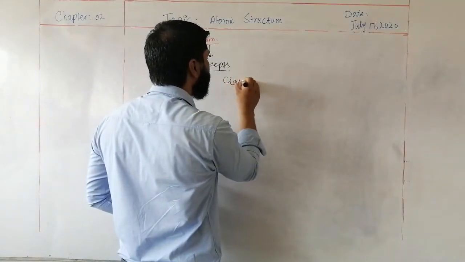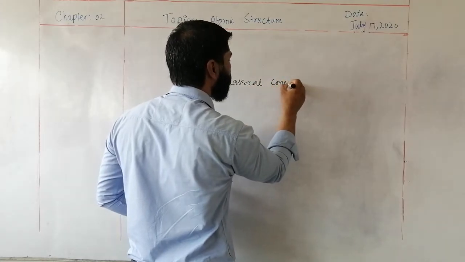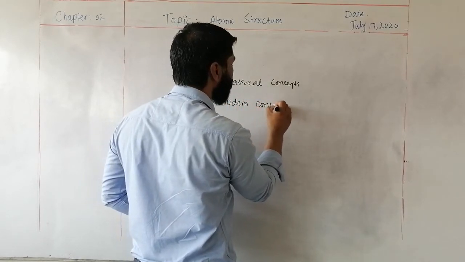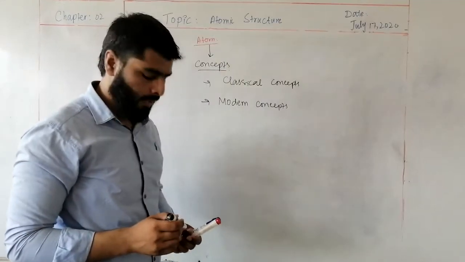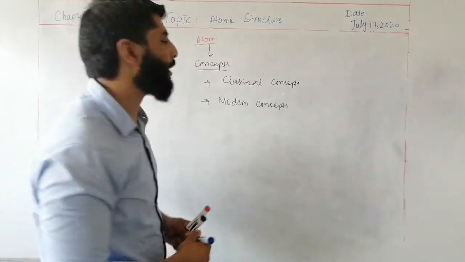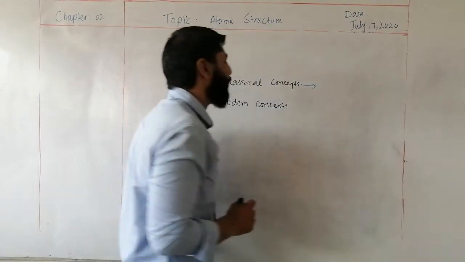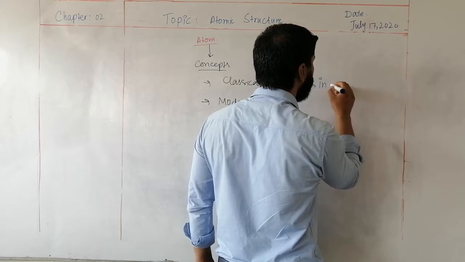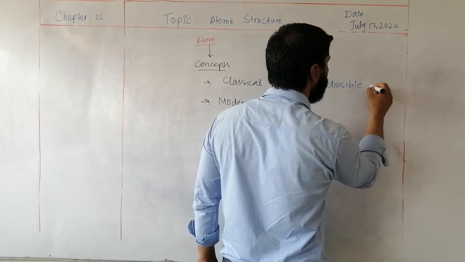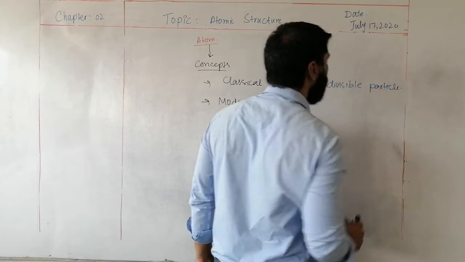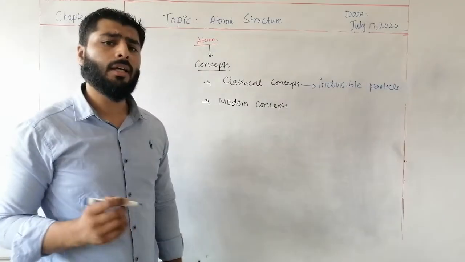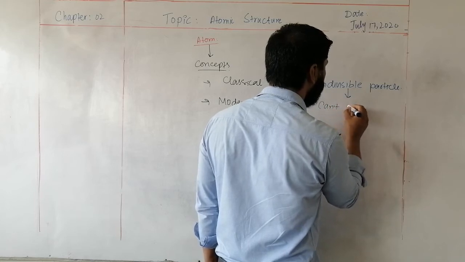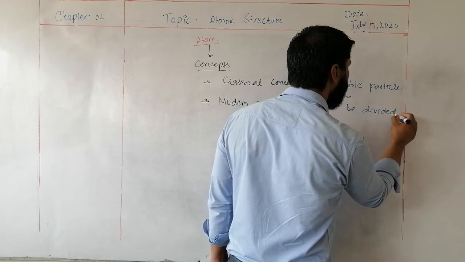Number one, classical concepts. And number two, the modern concepts or modern theories. According to the classical concepts or classical theories, atom is indivisible. According to the classical concepts, atom is an indivisible particle, meaning it cannot be divided any further.